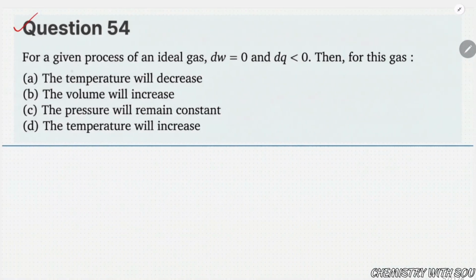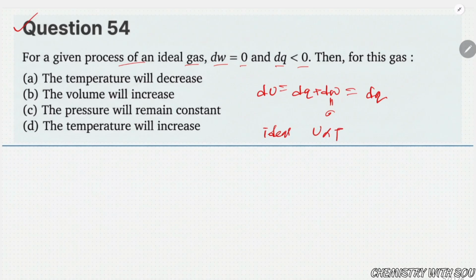In question number 54, for a given process of an ideal gas, dW is equal to 0, dQ is less than 0, then for this gas the temperature will decrease, the volume will increase, the pressure will remain constant, or the temperature will increase. So let's see. For this gas, dU is equal to dQ plus dW. Now when this term is 0, this is equal to dQ. Now the thing is that for an ideal gas, U is a function of temperature. So when this dQ is less than 0, dU also decreases, so temperature also decreases. Answer A will be correct.